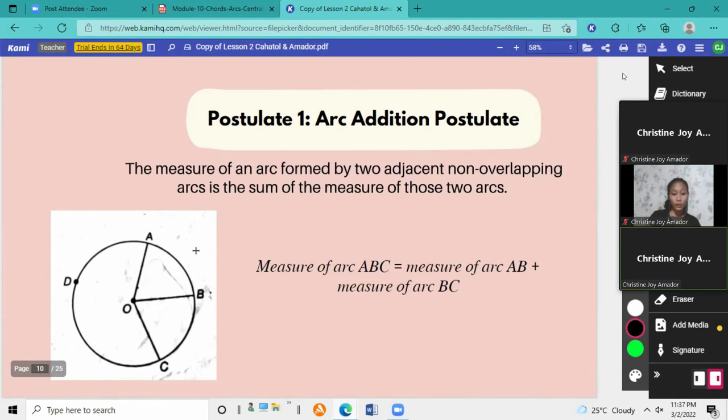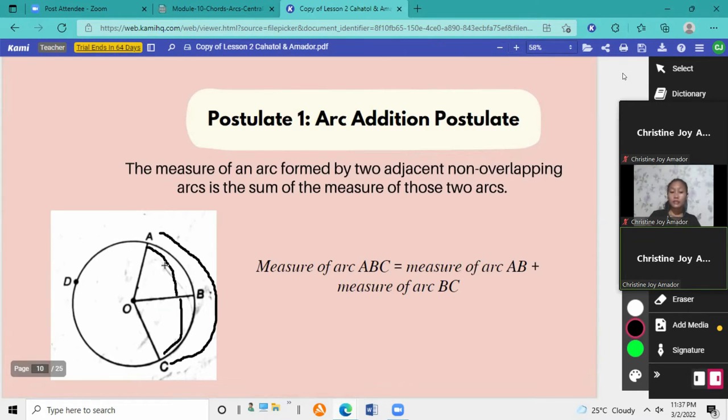If this is our figure, and this is our center, we have the arc AB, the arc BC, the arc CD, and the center O. For postulate one, or the arc addition postulate, the measurement of arc ABC, this one from here up to here, is equal to the measurement of arc AB, this one, plus arc BC. If we add arc AB and arc BC, it is equal to arc ABC.